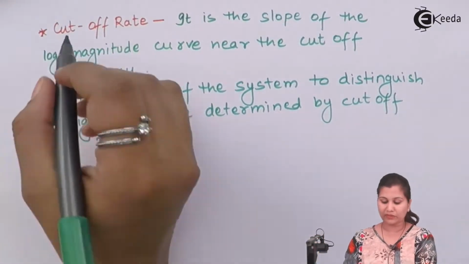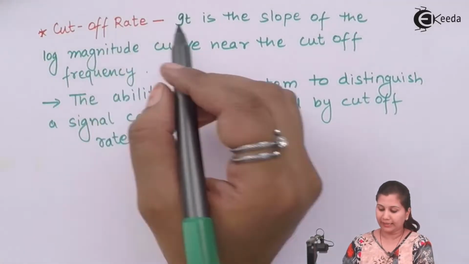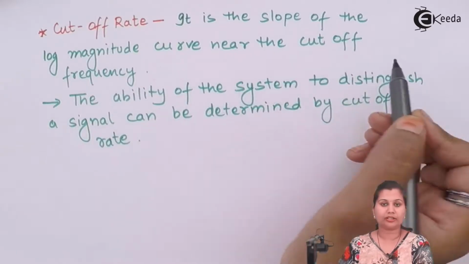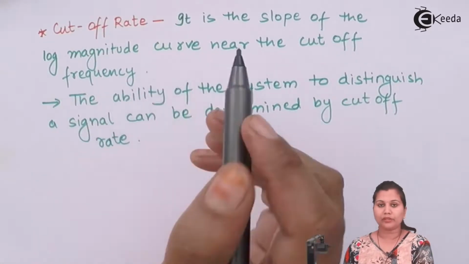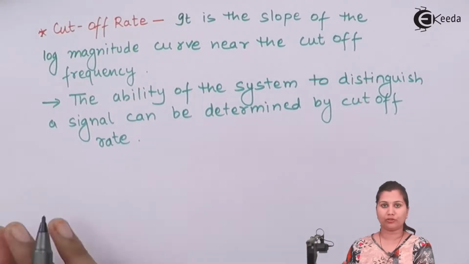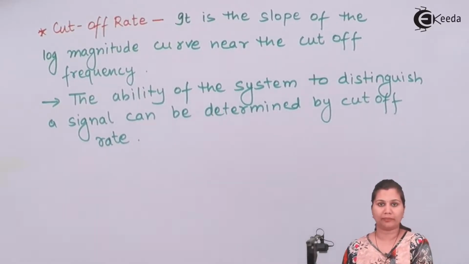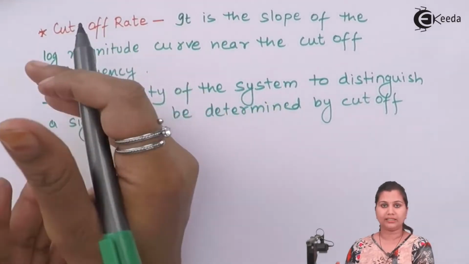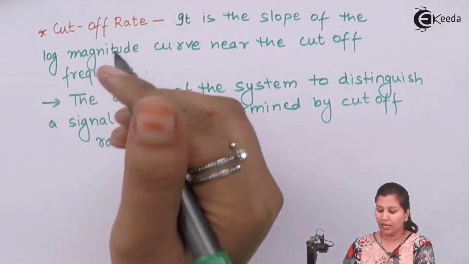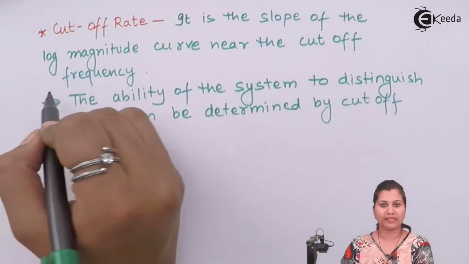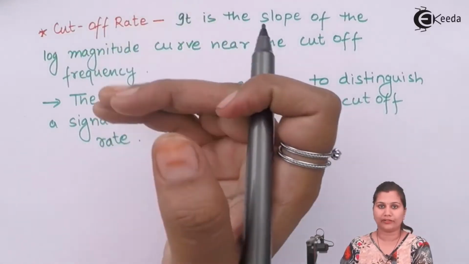So next specification is our cutoff rate, and it is the slope of the log magnitude curve near the cutoff frequency. When we draw the magnitude curve in the frequency domain, we use a logarithmic plot for it. So the log magnitude curve, we are taking the log of the magnitude, and the slope of that curve near the cutoff frequency is called the cutoff rate.